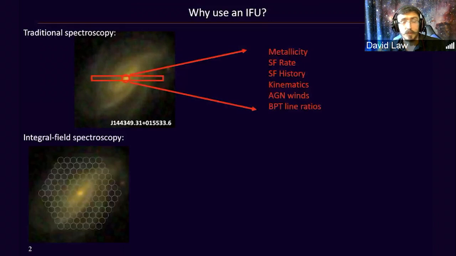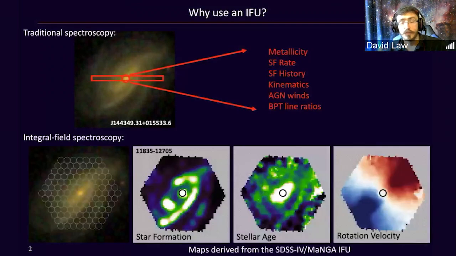What you want to do is something more like this, where you can get spectra at each individual point across the object and use that to derive maps such as this one. Instead of coming up with single quantities for the metallicity or the kinematics, you can make maps of these quantities: maps of star formation rate, maps of the stellar age, maps of the rotation velocity, etc. That's why we're interested in doing IFU spectroscopy, because it gives us this greater variety of information, whether you're looking at galaxies, planets, or what have you.